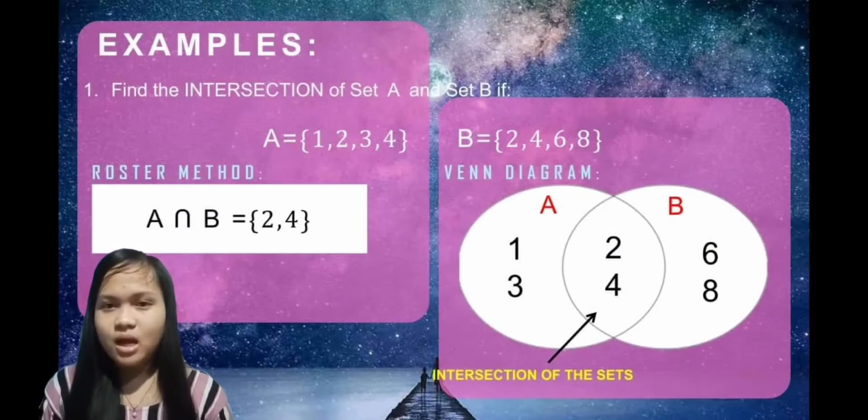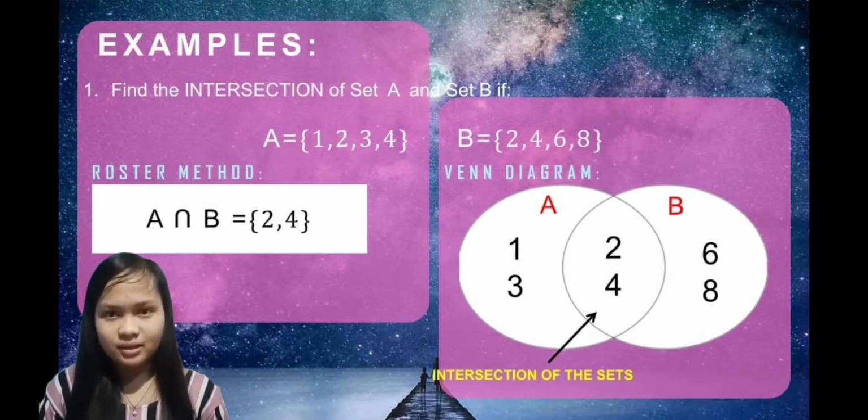For example, find the intersection of set A and set B. Set A is equal to 1, 2, 3, and 4, and set B is equal to 2, 4, 6, and 8. The roster method of A intersection B is equal to 2 and 4. Dahil ito ang dalawang number na parehas, ibig sabihin, yung 2 and 4, that is the intersection of set A and B.